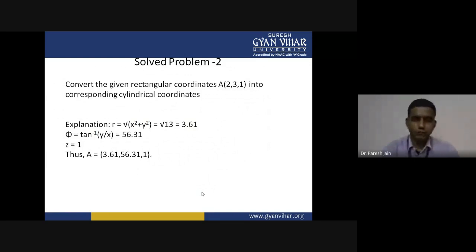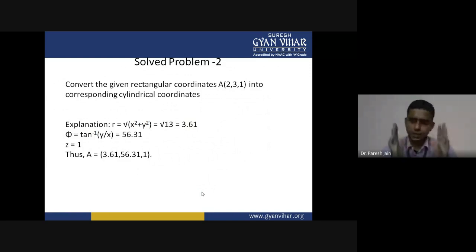The value of phi is calculated by tan inverse y by x, from the given point. Y is 3 and x is 2. So tan inverse y by x is 56.31, and z is equal to 1. Z is the same as in the Cartesian coordinate system.